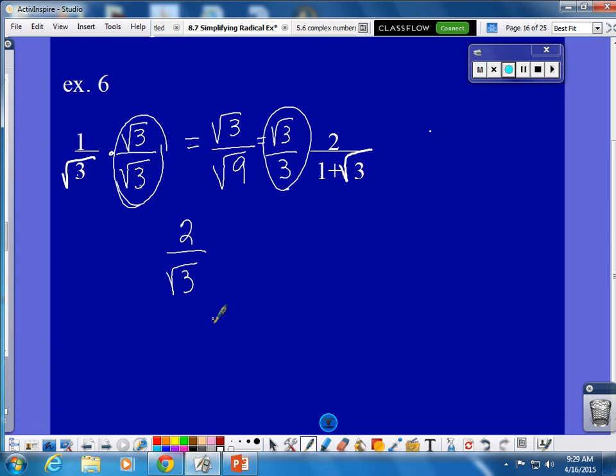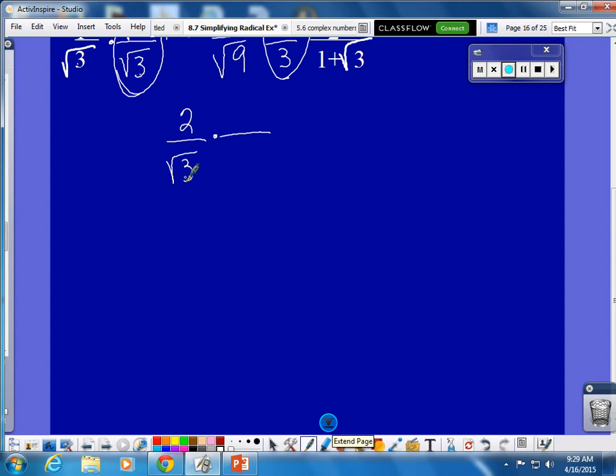What would I multiply here by top and bottom, by numerator and denominator? What would make this a perfect square? Multiplying it by itself, yeah. And what I do to the denominator, I must also do to the numerator. What's my final answer? 2 square root of 3 over 9. Over the square root of 9, which is 3.